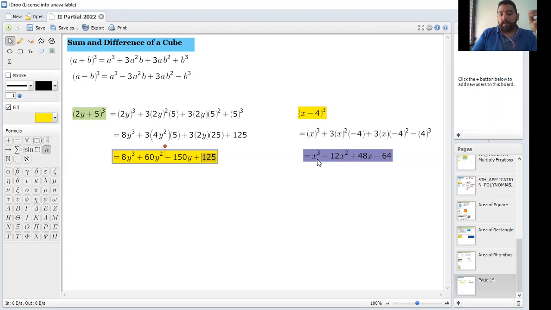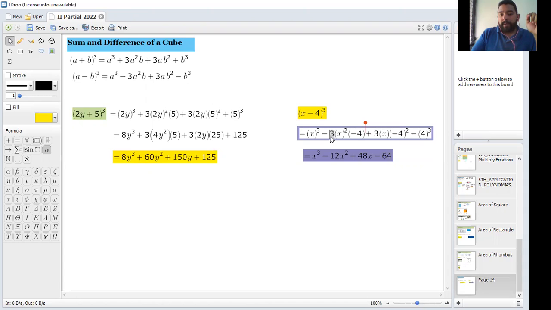X to the second, x to the third, sorry. Then here we have minus 3 multiplied by x to the second multiplied by b, which is 4, plus 3ab to the second, here we replace, and finally minus b to the cube. B in this case is 4.